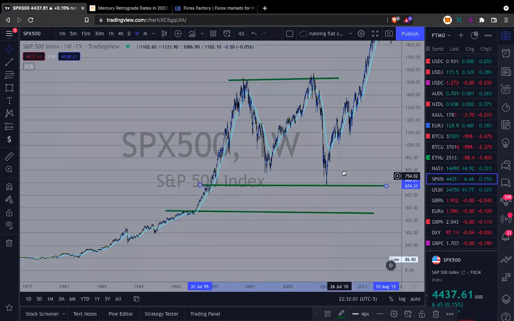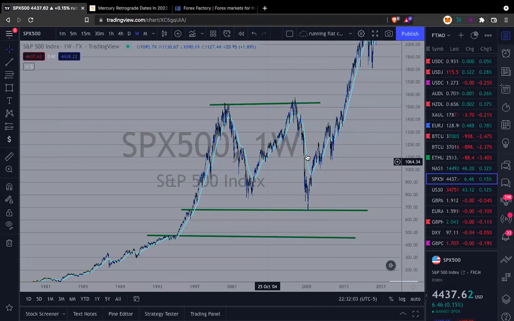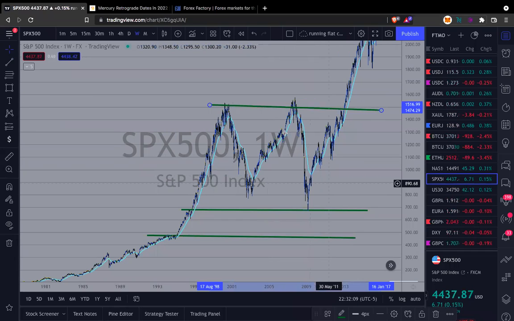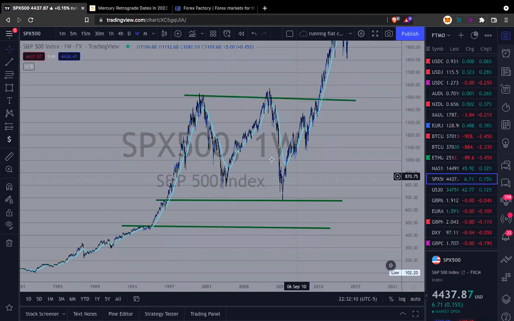Okay, so now we have the S&P 500, and we can see a way that the market moves. But what happens next? And this is all weekly, so it's a big time frame. It just starts shooting up.